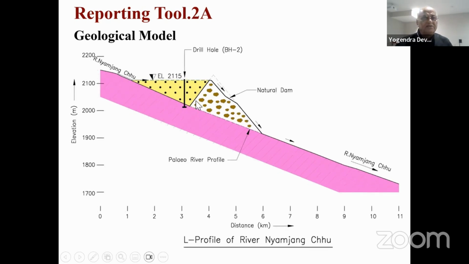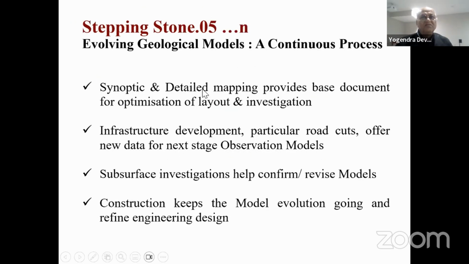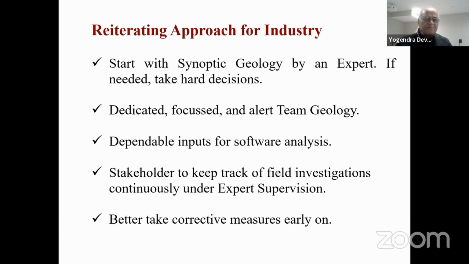Then you carry out the drilling. You find out the maximum depth of this particular thing is here. And you make a geological model later on that this is the river now. The original flow gradient was like this, and now it is flowing at this natural level. Then it is flowing at a very gentle level through the lacustrine deposit, then steeply over the natural dam, and then again following the usual course. Evolving geological models is a continuous process, because as I told you, with the infrastructure, more and more information keeps coming in.